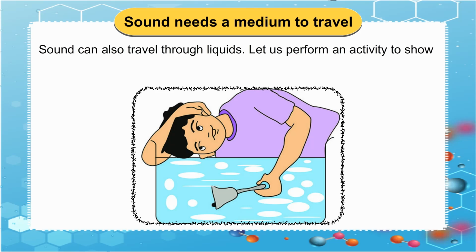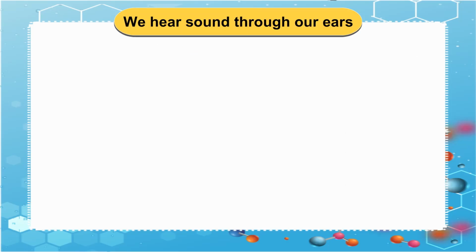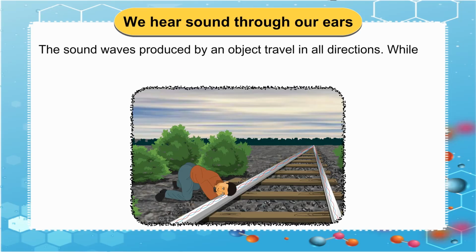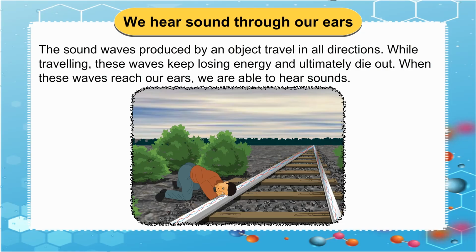Let us perform an activity to show that sound travels through liquids. We hear sound through our ears. The sound waves produced by an object travel in all directions. While traveling, these waves keep losing energy and ultimately die out. When these waves reach our ears, we are able to hear sounds.